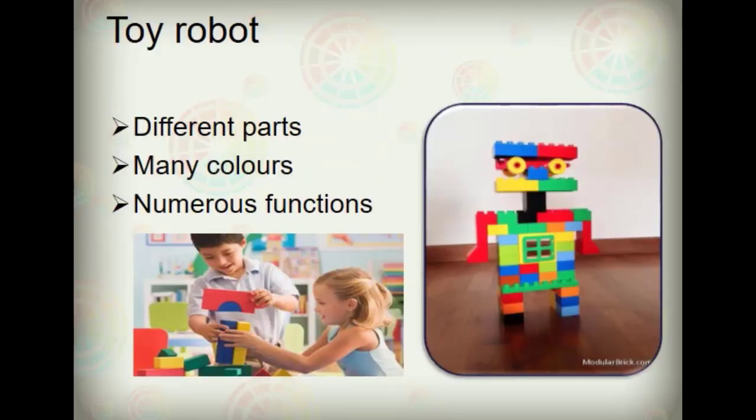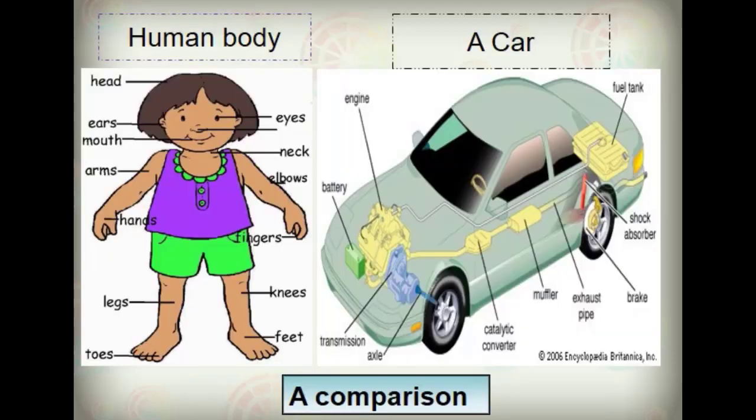As you all can see this toy robot, it has so many colors, and you see it has so many parts. It is performing a lot of functions. Bringing that toy car in your mind, now look at this car. It's also a toy car and it has so many parts inside it.